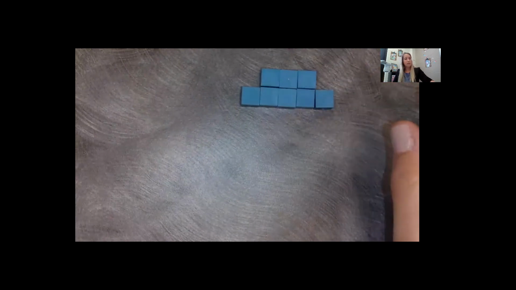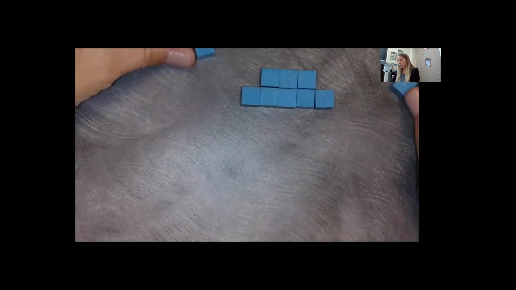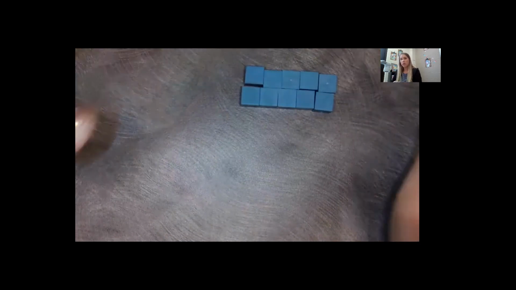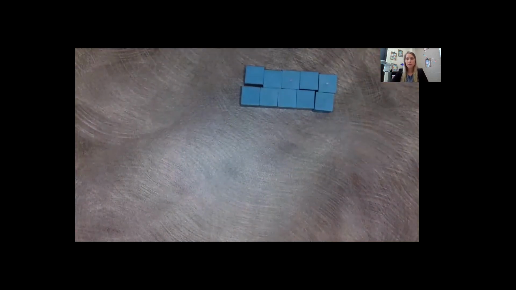Or what happens if I just add 2 more to make an equal row? Now do we have another rectangular prism? We sure do. Great observation.